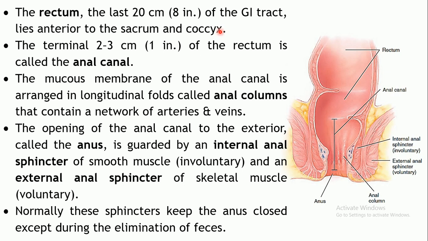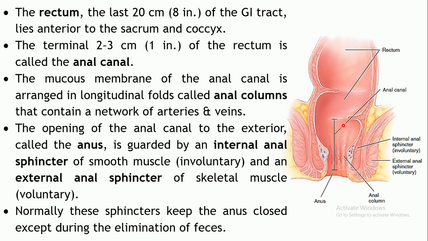Okay, so just anterior to the sacrum and coccyx lies the rectum, which is the last 20 centimeters of the large intestine. And the terminal 2 to 3 centimeters of the rectum is called the anal canal, which is the last part. So this is the rectum, and the last 2 to 3 centimeters comprises the anal canal. It's a tube-like structure.